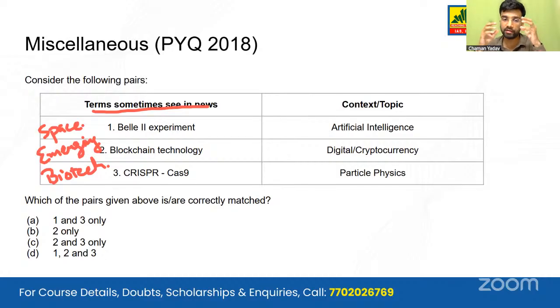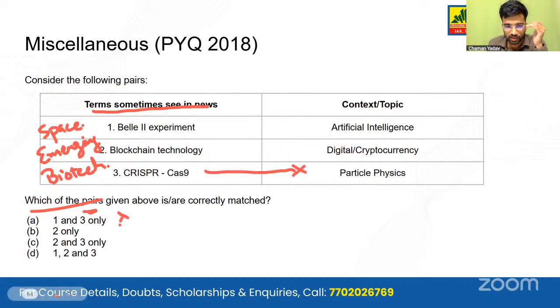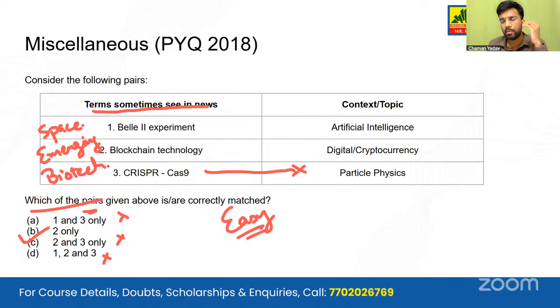We have to know which of these are correctly matched. Earlier UPSC used to ask which pairs are correctly matched. Now it asks how many of the pairs are correctly matched. We know that 3 is not correctly matched, so by simple elimination we get our answer. It is a very easy question, but broader in terms of topics.